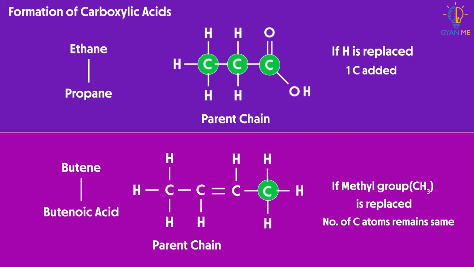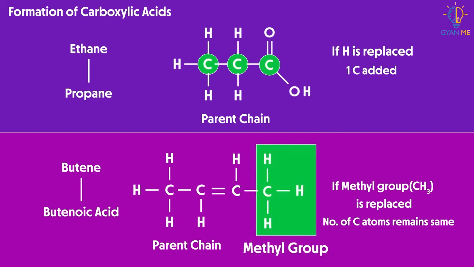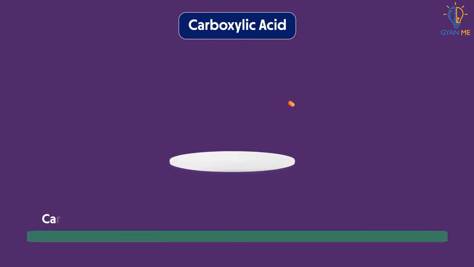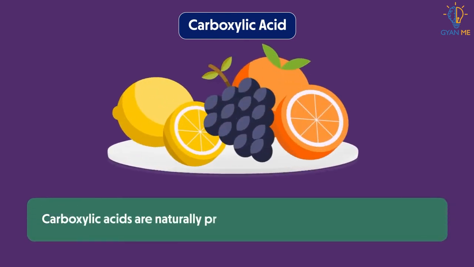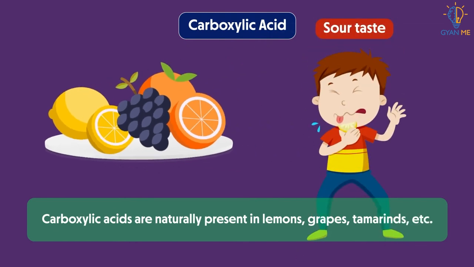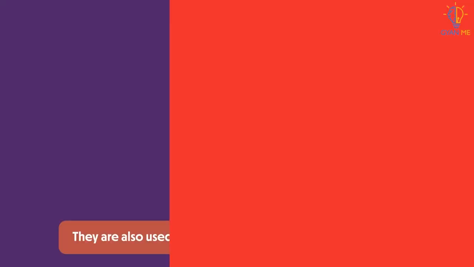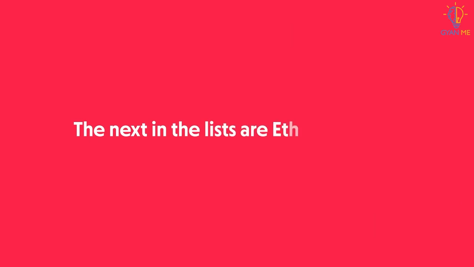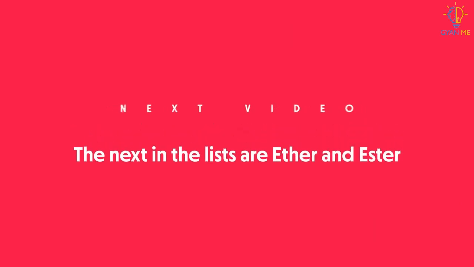As you can see, one carbon gets removed with this methyl, but one carbon gets added, which is there in the functional group. Carboxylic acids are naturally present in lemons, grapes, tamarinds, etc. And thus they are sour in the taste due to the acids they contain. They are also used as souring agents in many of the food items. The next in the list are ether and ester. We'll see them in our next video.